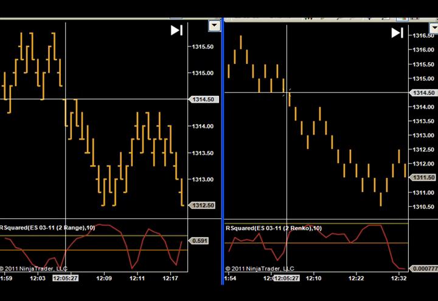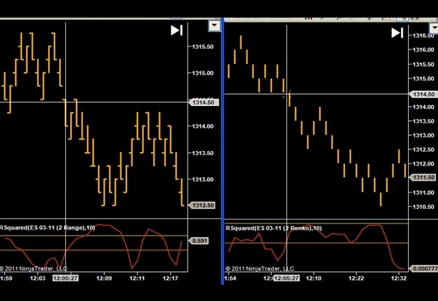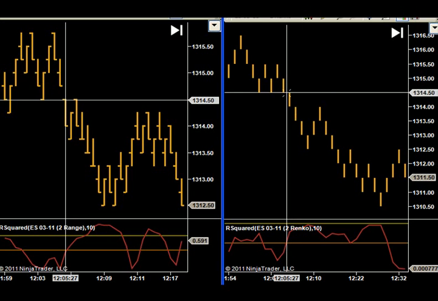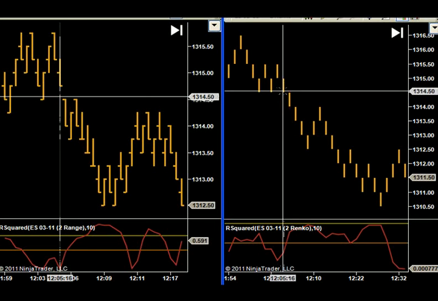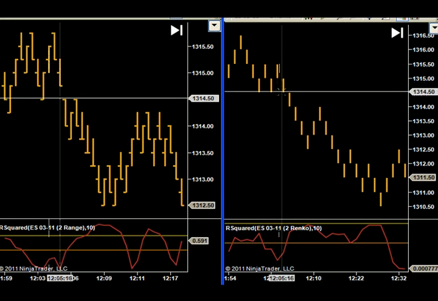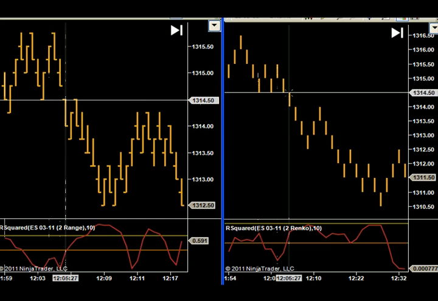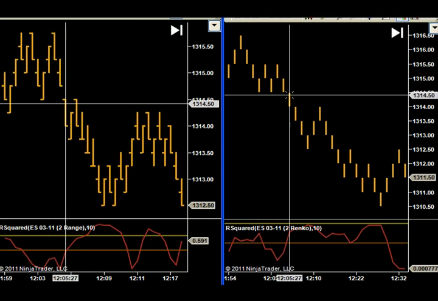Now you can see on the left the range bars, at what point in time R square went above its trigger line, and you can see at what point in time the R square went above on the RENKO chart. Now I've got the crosshairs on the RENKO chart right at the bottom of 3 bars there. As soon as the RENKO bars move below those 3 bars, the R square indicator is indicating a trend.